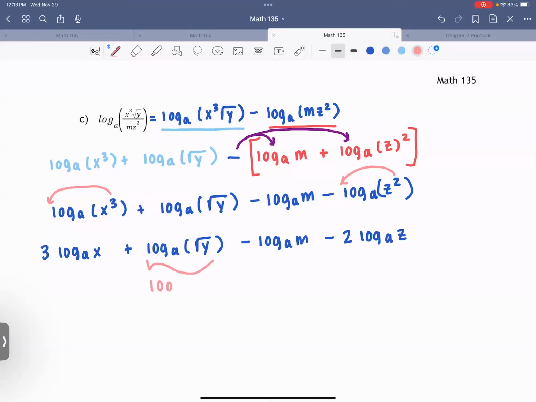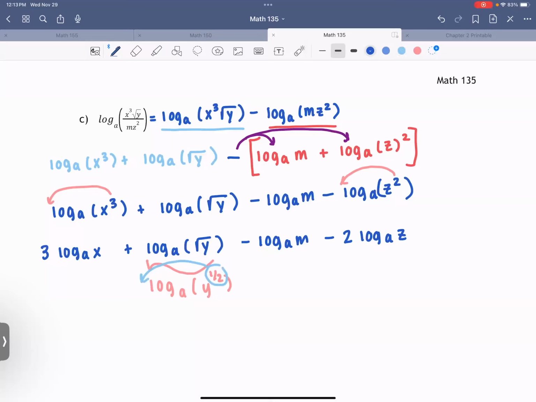I have log base a of square root of y. Does anyone remember how to write a square root as a power? I think I heard it. It's 1/2, right? Isn't the square root the same as the 1/2 power? Yeah, there we go. Now we have a power, right? Well, we have a rule about powers. I can take this 1/2 and bring that up front, okay?